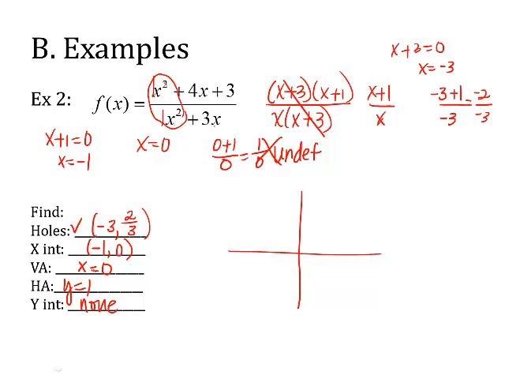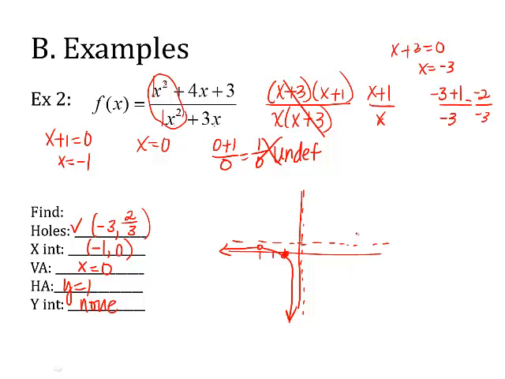Asymptotes first. So I have a vertical at x = 0, and a horizontal at y = 1. The x-intercept is at (-1, 0). And I have a hole over here at (-3, 2/3). Remember, 2/3 is less than 1, so it's going to be really close to the asymptote, but not crossing it. Okay, there we go. The curve finishes out over here.